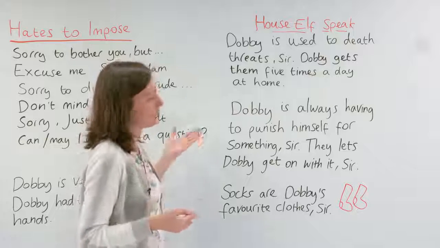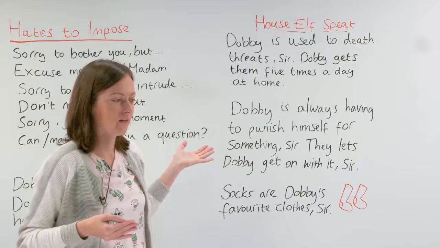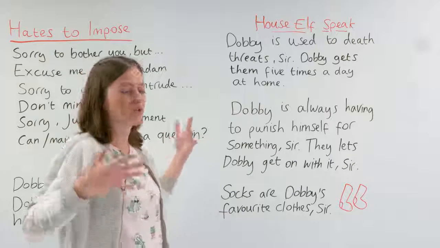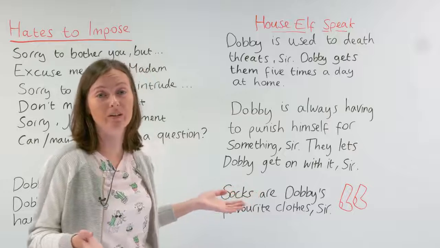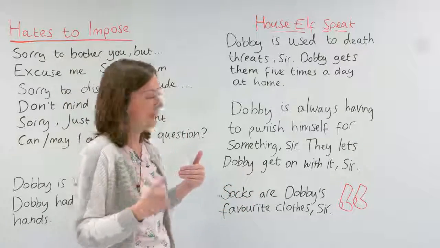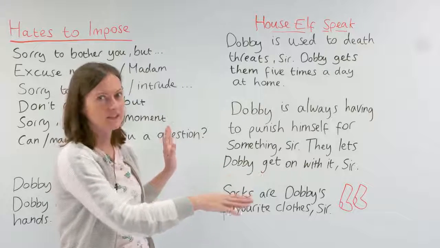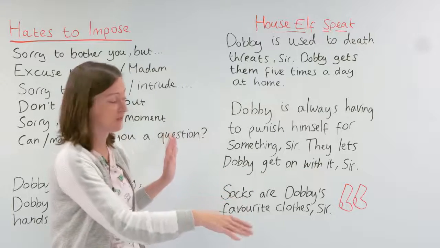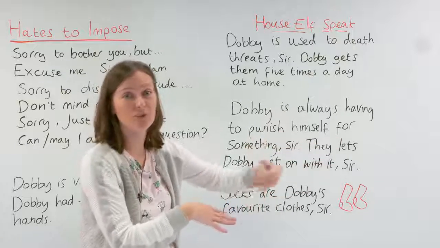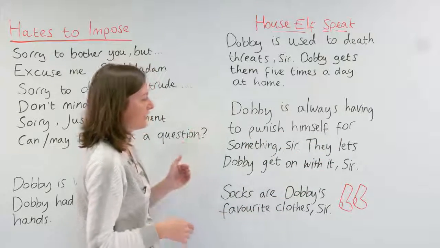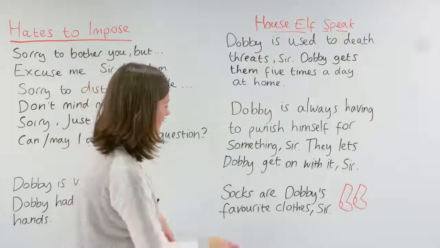And for a house elf, maybe this is seen as in a way it shows how good he is at his job, because he's able to punish himself, and he doesn't need the wizards to tell him how to punish himself. They just say, get on with it. I trust you to do that. So Dobby, being a very good house elf, he knows how to punish himself.